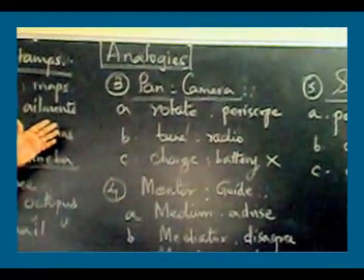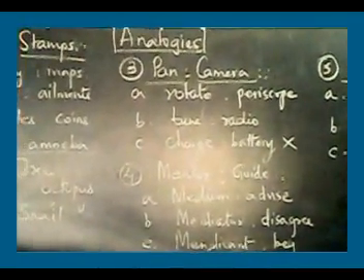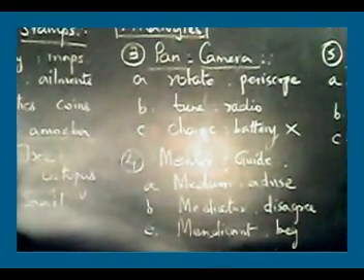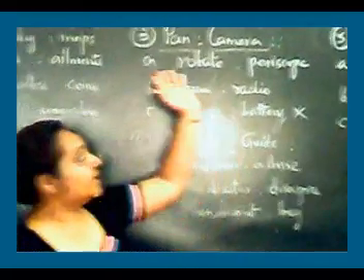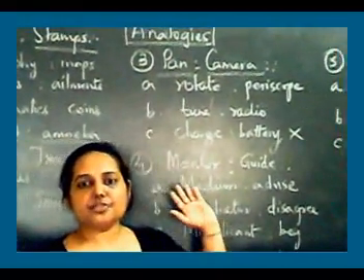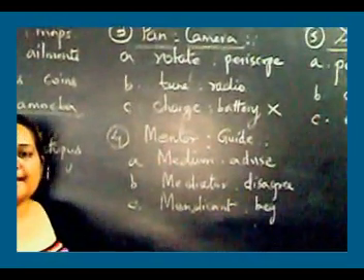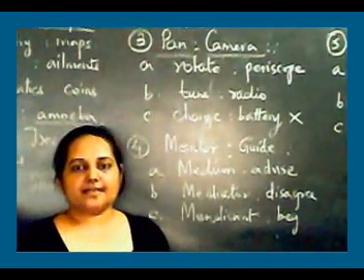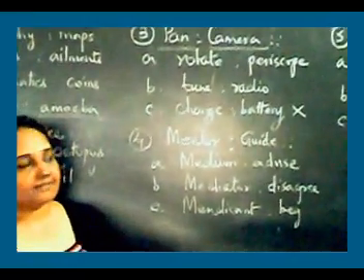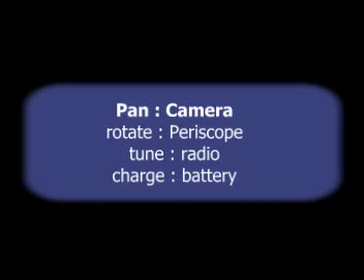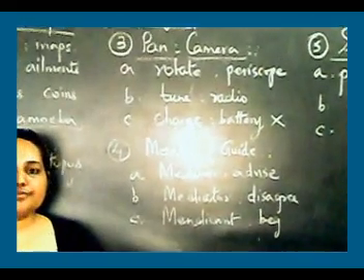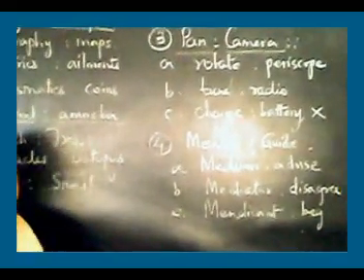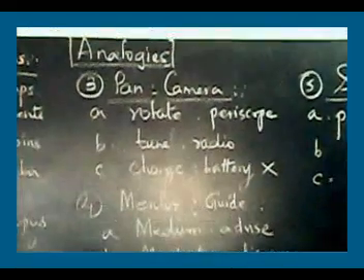This I'll explain taking the example of pan is to camera. Now what is the primary meaning of pan? Pan obviously is a frying pan that comes to our mind the moment we look at it. But obviously frying pan has nothing to do here with camera. So we assume that pan has some secondary meaning. By adding a tail to it, -ing, panning a camera means adjusting a camera. Now look at the options. Rotating a periscope, tuning a radio, charging a battery. Which one will you eliminate first? Obviously the last one, charge is to battery, can be easily eliminated.